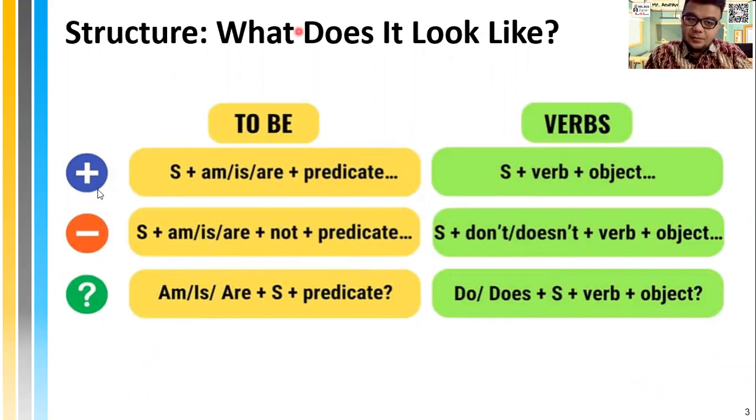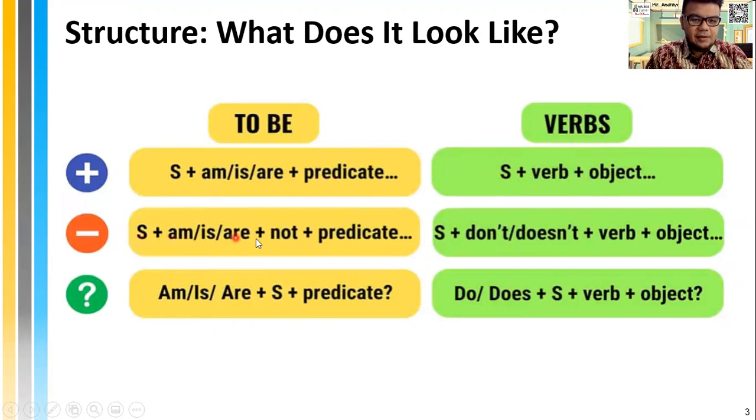For positive statements or sentences, the structure for the to be is subject, am, is, or are plus predicate. For example, I am Andrew. I am a teacher. Positive for verbs, Andrew is a teacher, or Dad likes apples, right?